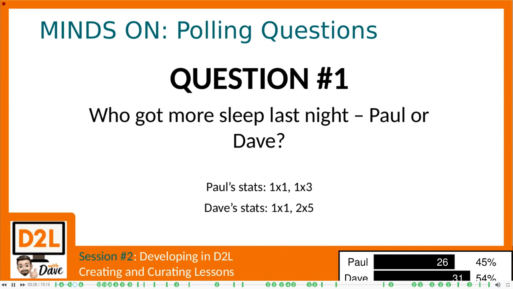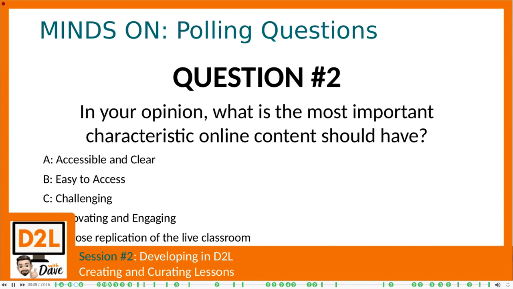But we do have some serious questions to use the polling feature for. The question will come up on the screen again, and I just want you to select the best answer, the answer that first comes to mind for you. Our second question here, and again, this is happening with my slides. In your opinion, what is the most important characteristic online content should have? The options are: accessible and clear, easy to access, challenging, innovating and engaging, and a close replication of the live classroom. Those are A, B, C, D, and E.